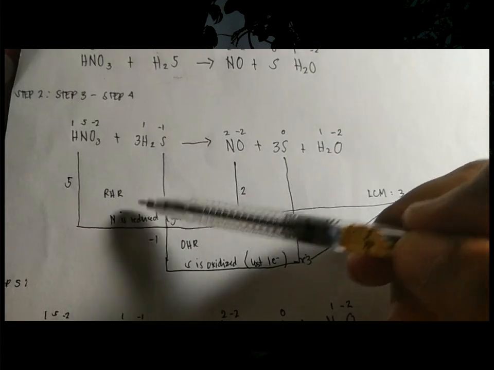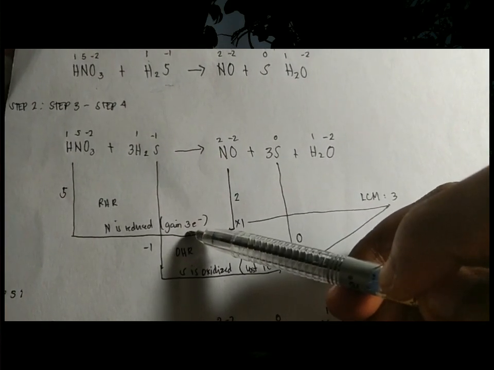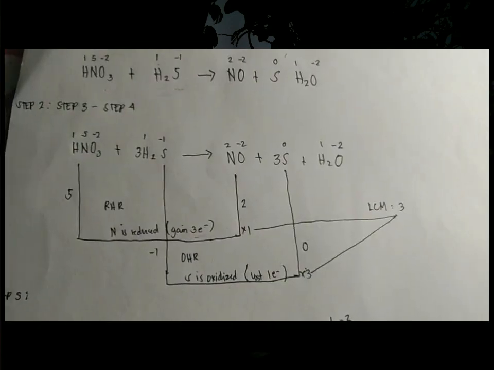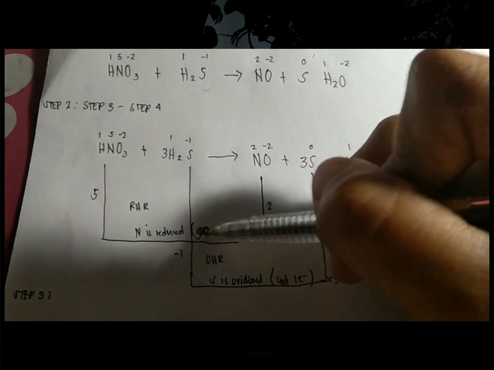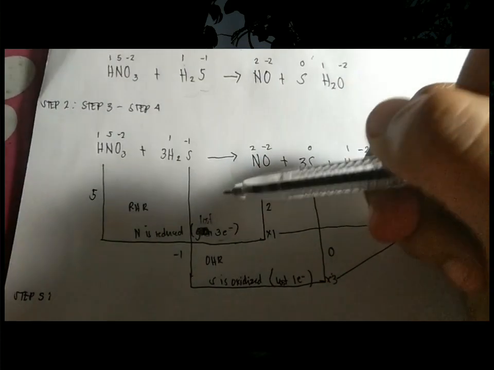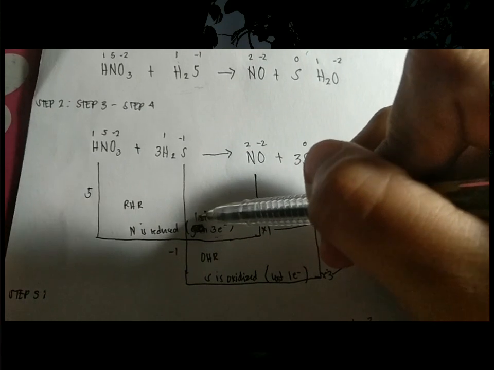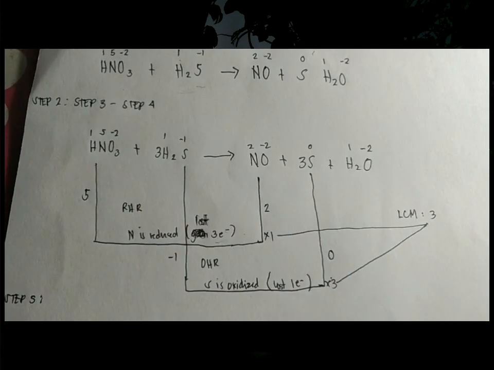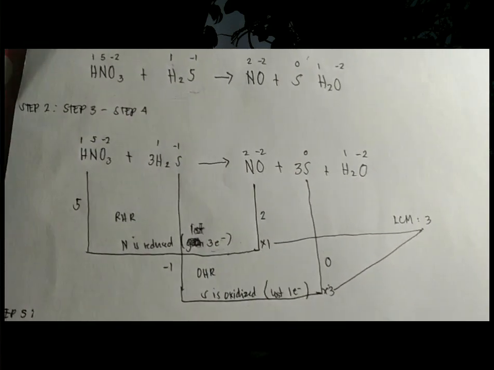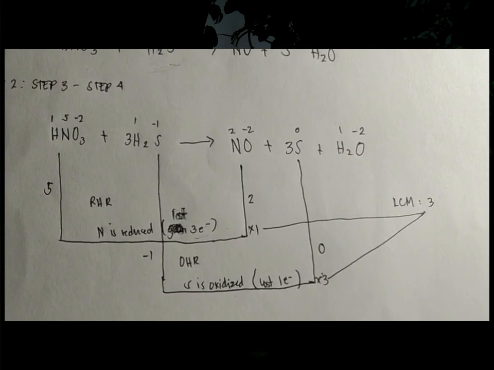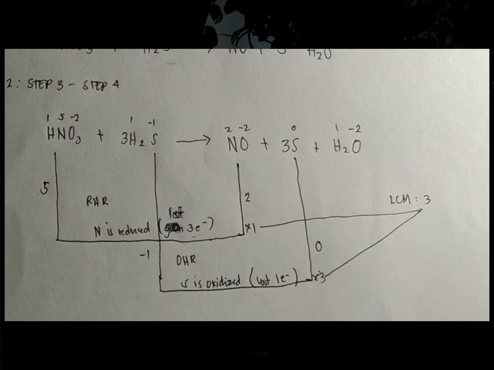So, gagawin na natin is, i-subtract lang natin yung 5 sa 2. So, 5 minus 2 is equal to 3 electrons. So, mali yung nalagay ko dyan guys. So, dapat lost ito. Kasi, nagbawas sila guys. They lost 3 electrons. So, dito naman sa sulfur.